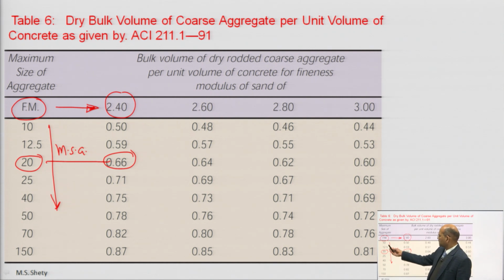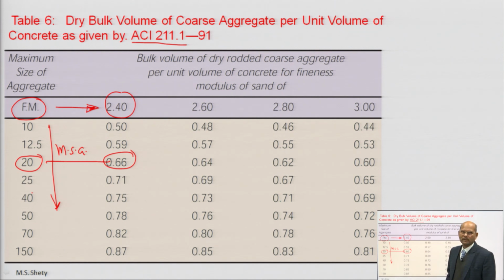And here the different sizes of aggregate are 10 mm, 12.5, 20, 25, and this is for mass concrete. So, based on that we are supposed to take the values from this table. This table has been given in ACI 211.1. This table is not in our Indian standard code. We do not consider the fineness modulus of sand, so based on the fineness modulus we do not even consider the dry rodded coarse aggregate.